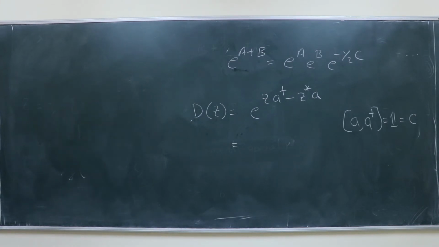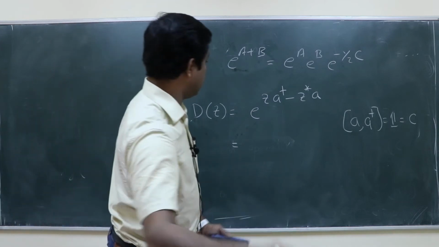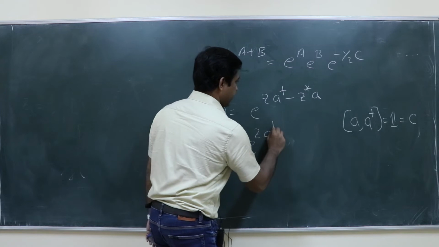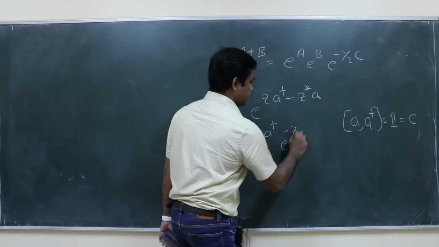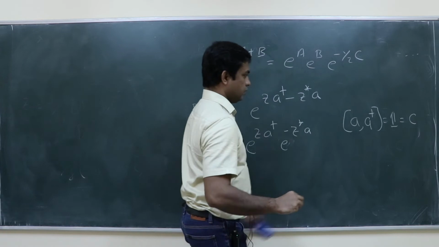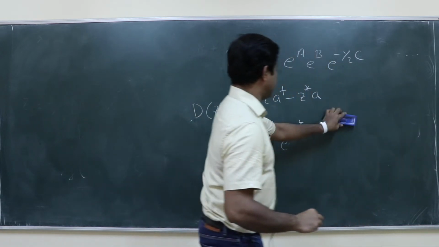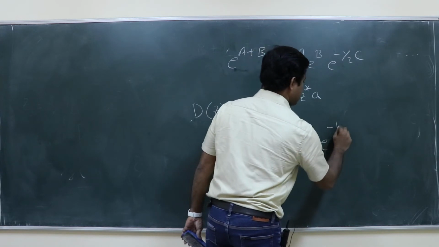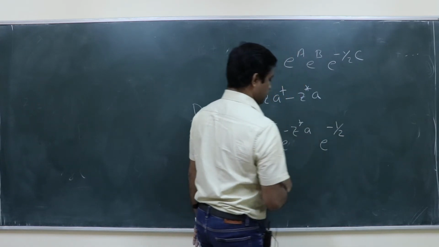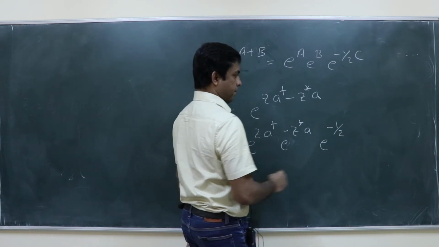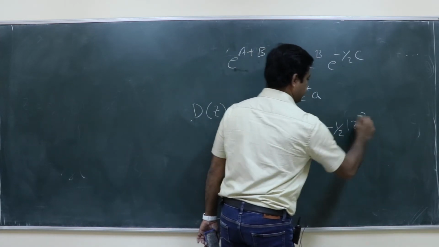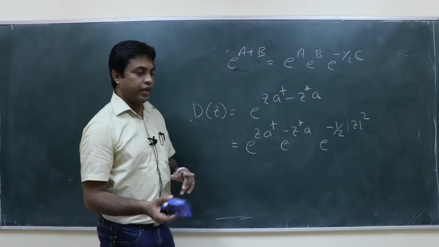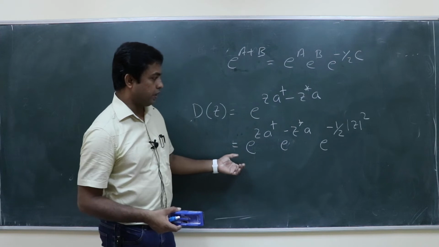I think all of you understand how to get this. So what is this equal to? e power Z A dagger, e power minus Z star A, and the next term is e to the power minus half mod Z square. Good. Now, if you have any question, ask me, if you have a problem in getting this.